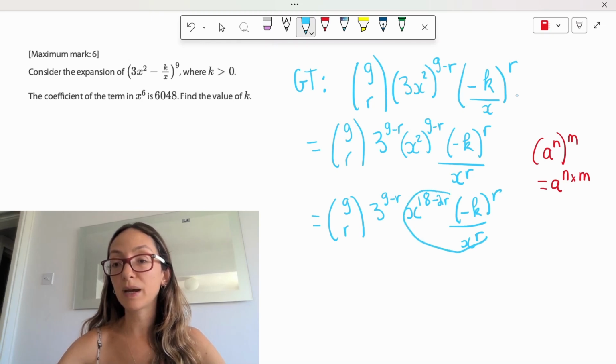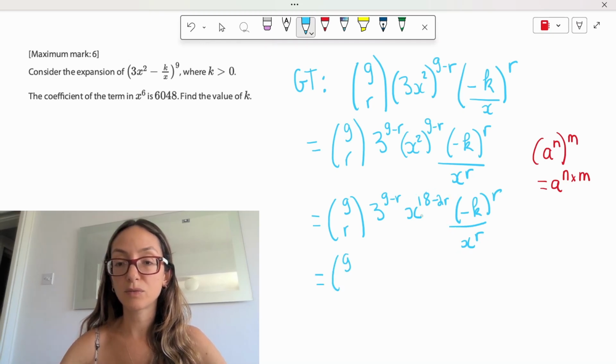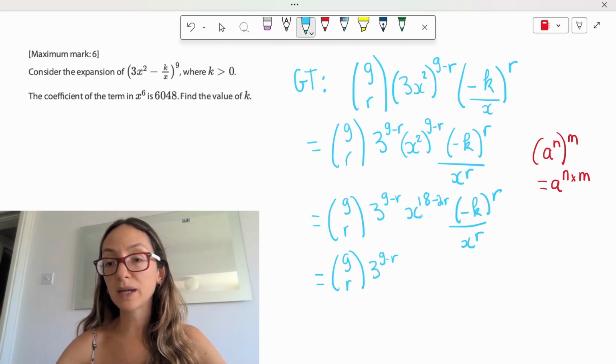And now we combine all the x's together. So we can write everything else as it is. And we get x to the power of 18 minus 2r minus r, and that gives us 18 minus 3r, minus k to the power of r.